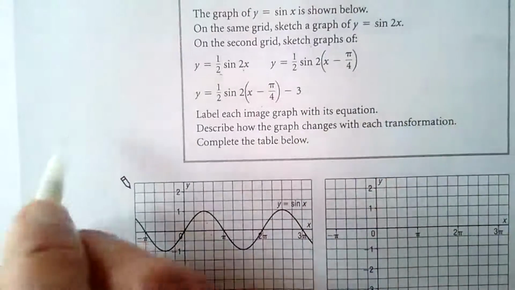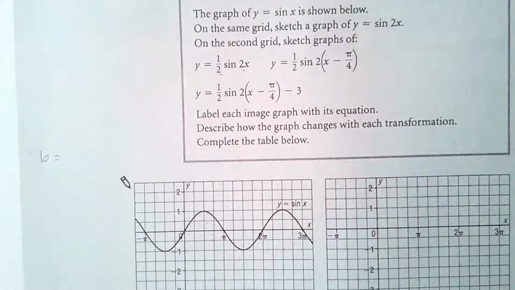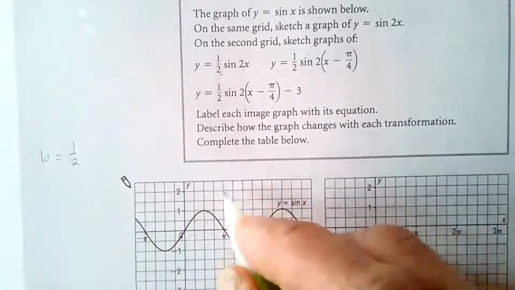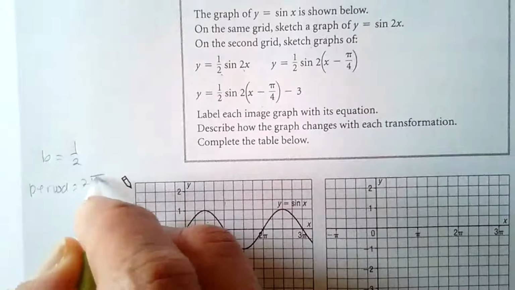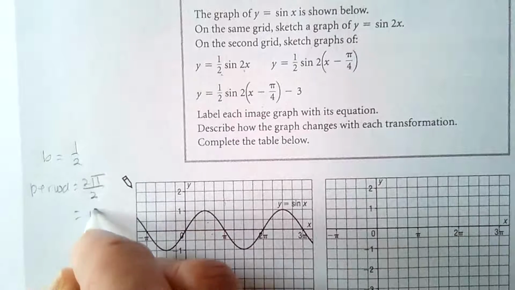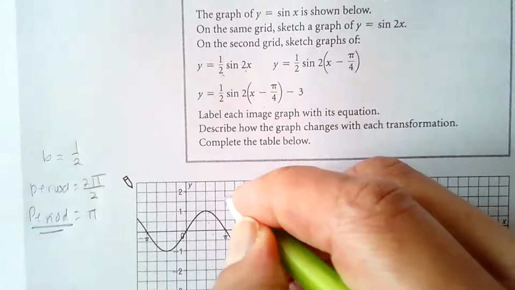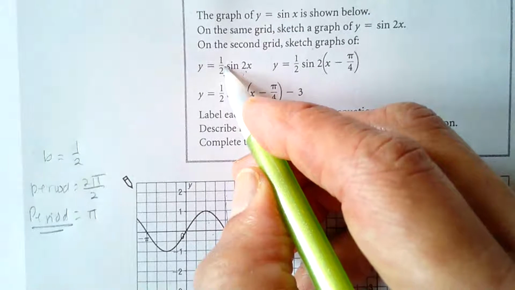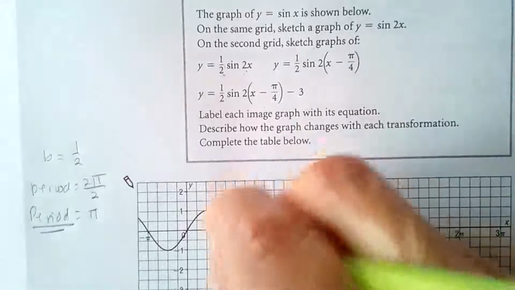Remember your B, which is your compression by a factor of 1. So now you get 1/2 of what it was. So the period now is a half, or the period is 2 pi over 2, which is equal to pi. Probably the easiest way to look at it to find the period. So now here we have the period. The amplitude is a half.